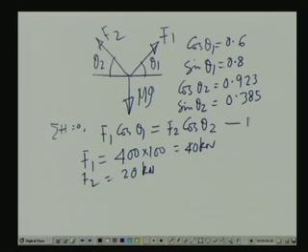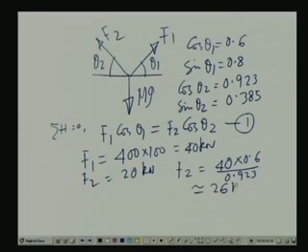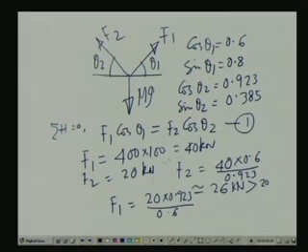Now, from this expression 1, if we substitute the values of cos theta 1 and cos theta 2, and substitute for F1 equals 40 kilonewton, F2 will be equal to 40 times 0.6 divided by 0.923, which is approximately 26 kilonewton, which is greater than 20 kilonewton. So, instead of using F2, let us use F1. F1 in terms of F2 is 20 times 0.923 divided by 0.6, which is less than 40.